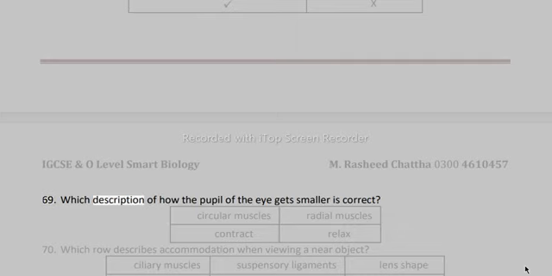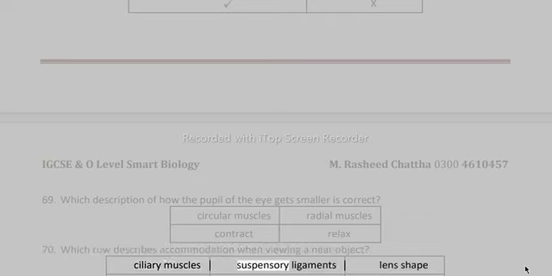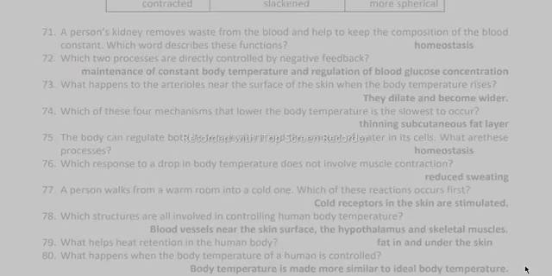69. Which description of how the pupil of the eye gets smaller is correct? Circular muscles contract, radial muscles relax. 70. Which row describes accommodation when viewing a near object? Ciliary muscles contracted, suspensory ligaments slackened, lens shape more spherical.